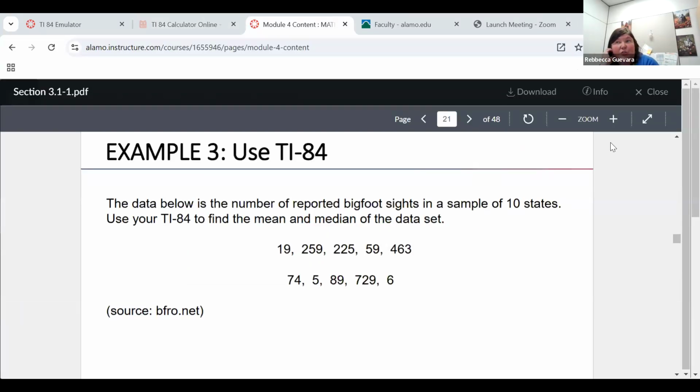Now try this on your own. One of the easiest data sets I can actually find out there is on Bigfoot. This is the number of Bigfoot sightings in a sample of 10 states. So use the 84 to enter in that data. Like I said, I sort of randomly chose 10 states and the number of Bigfoot sightings they've had over time. Enter that in and just try to find your mean and your median.